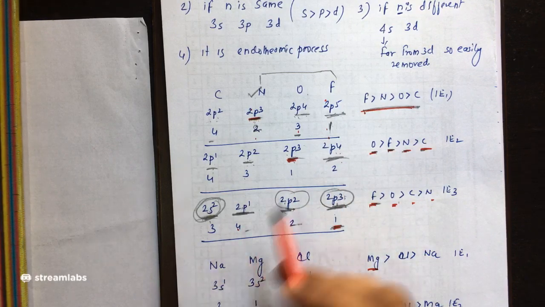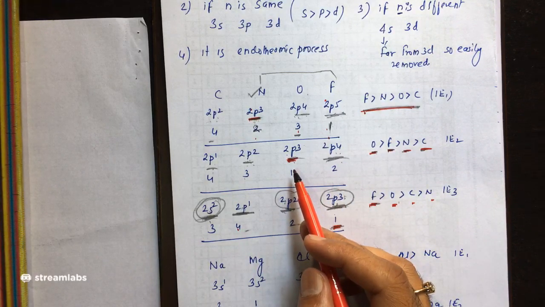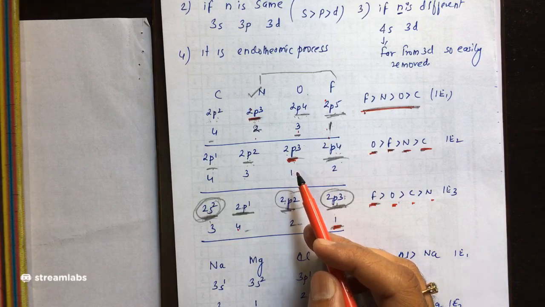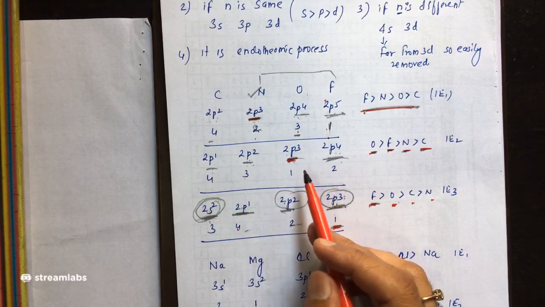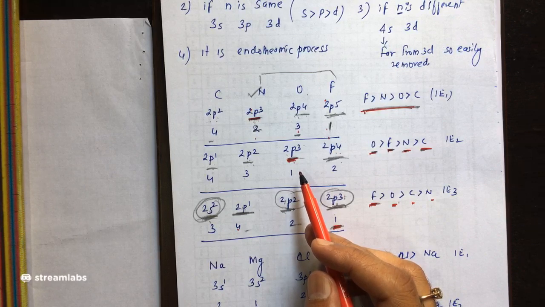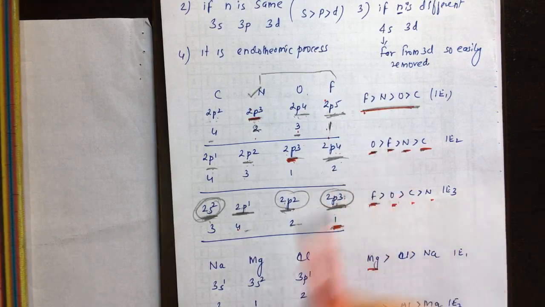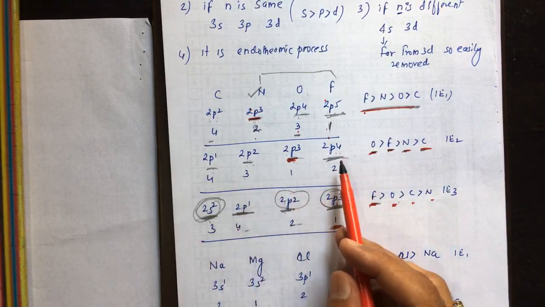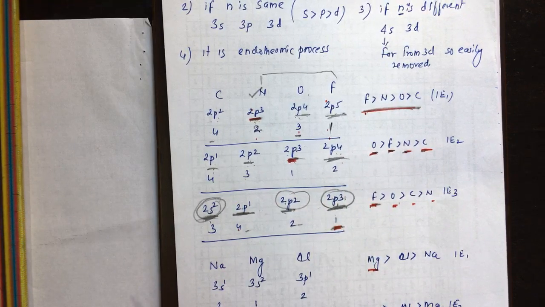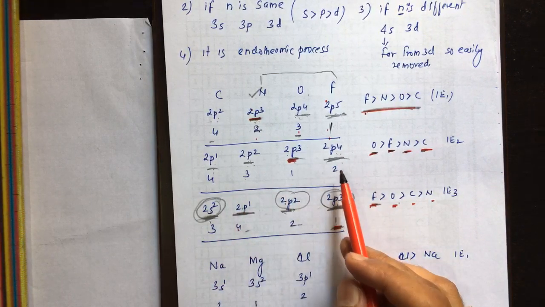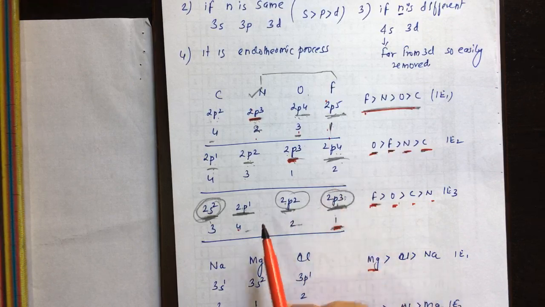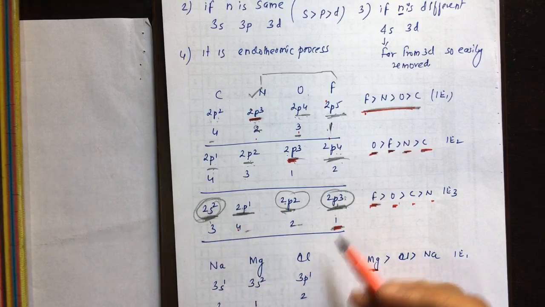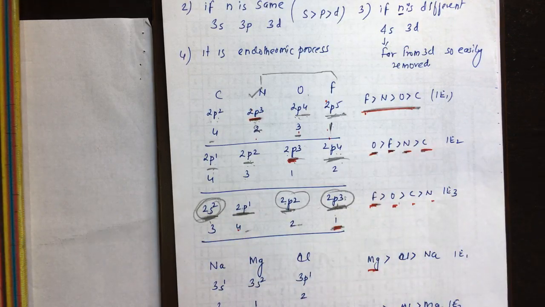See, oxygen is now half-filled, stable. Left and right of the stability, stability wins, so oxygen will be highest. If you compare 2p2 and 2p4, the size factor will dominate and fluorine will have more energy as compared to nitrogen. Then fluorine will dominate. And if you compare nitrogen and carbon, nitrogen will dominate over carbon. So it is the order of OFNC.